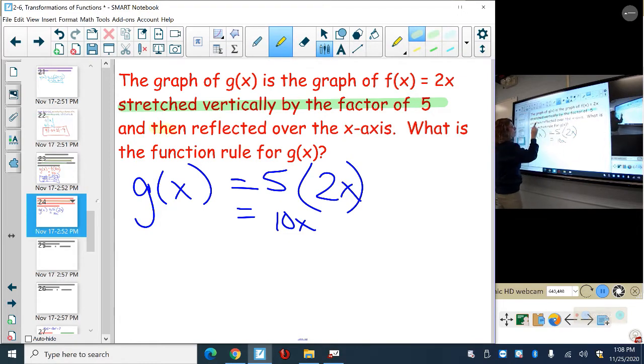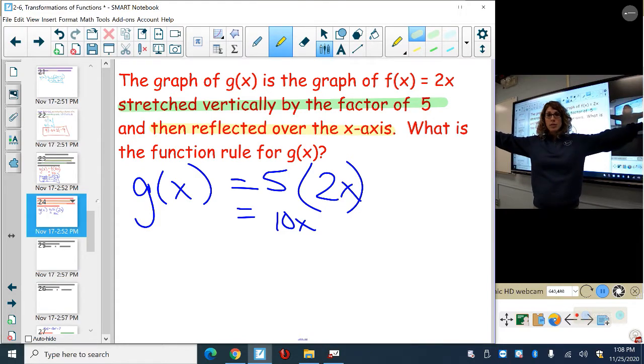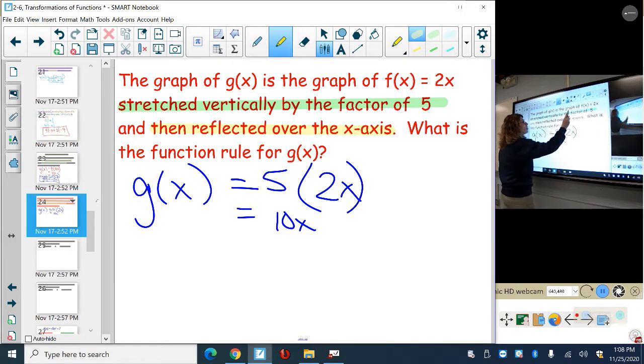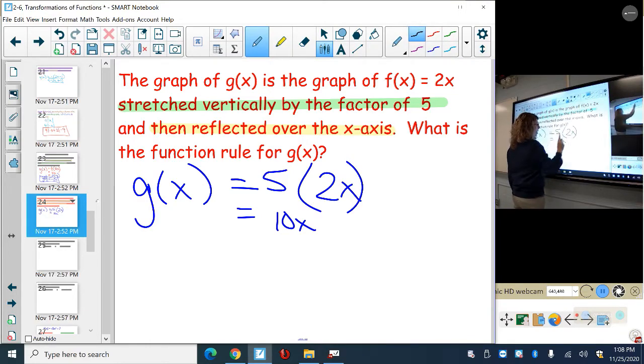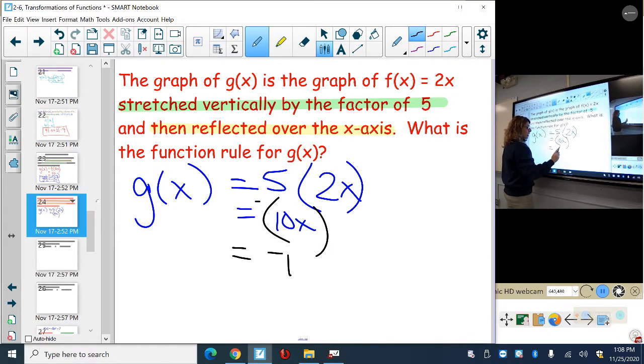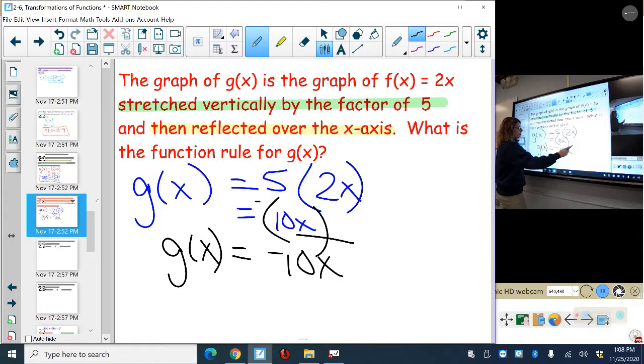Then, reflect it over the x-axis. My body, my arms are the x-axis. So my point's going to go from here, and I'm folding it over the x-axis. So what changed? My y value changed. So I'm going to multiply the whole thing by a -1. So that means if I multiply this whole thing by a -1, that gives me a -10x now. So this is your new function.